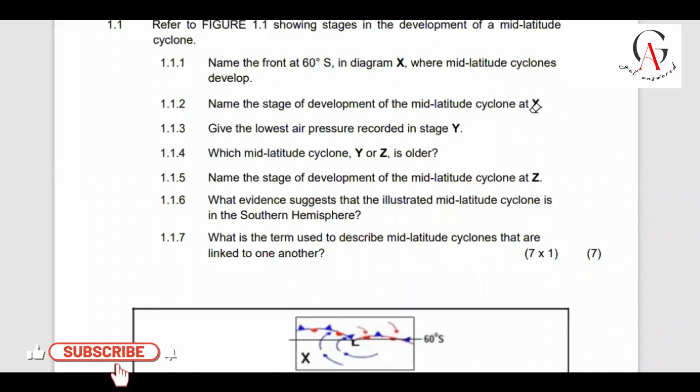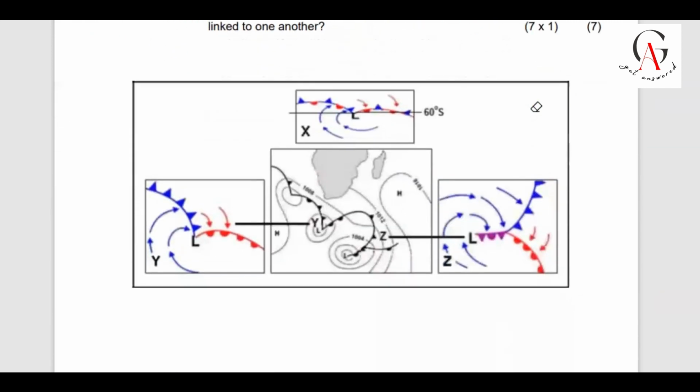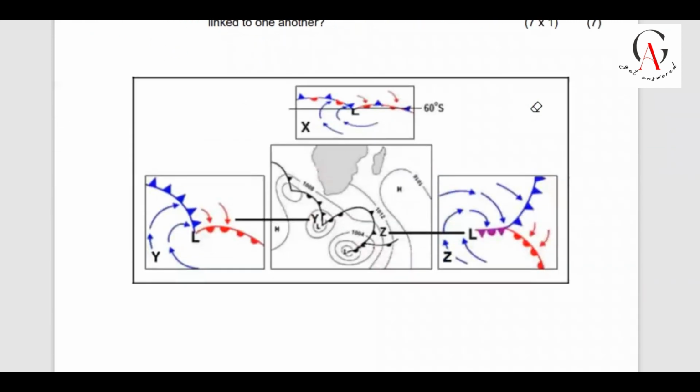Welcome back, dear learners. We are going to continue with our revision. We'll be looking at question 1.1, which says, for the figure 1.1 showing stages in the development of a mid-latitude cyclone. So let us first familiarize ourselves with the mid-latitude cyclone. This is the figure showing the mid-latitude cyclone.